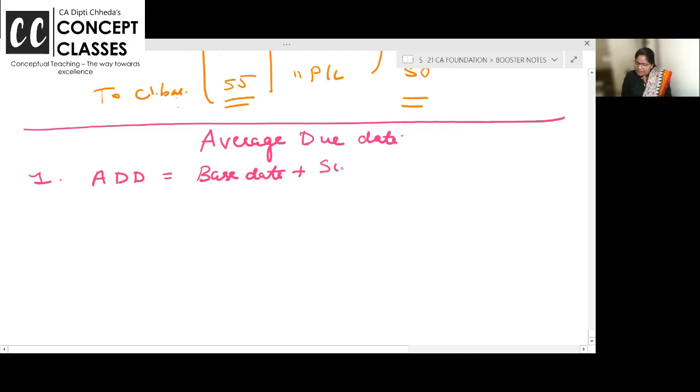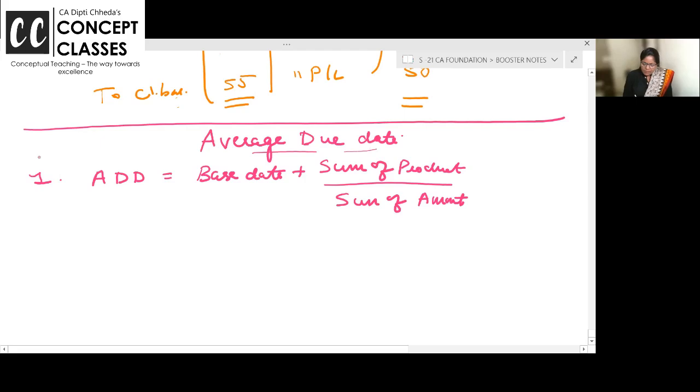Base date plus sum of product minus sum of amount. Total amounts. I missed writing. यहाँ पे top में लिखो, method 1.